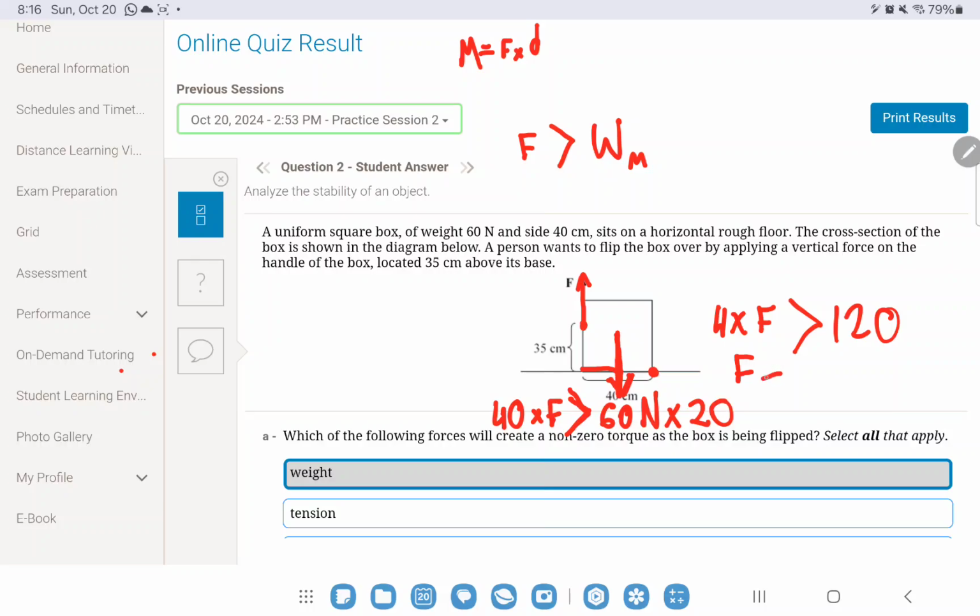So the force F has to be at least 30 for it to topple. See, it's bigger than or equal to 120. Force F has to be 30. That is your minimum. So we know that the moment of force F has to be bigger than or equal to, or well, bigger than the moment of the weight. So we find the moment of the weight and we find the moment of force F. And then we find the distance that makes it equal, and that is your minimum force that you could have to topple the box over.